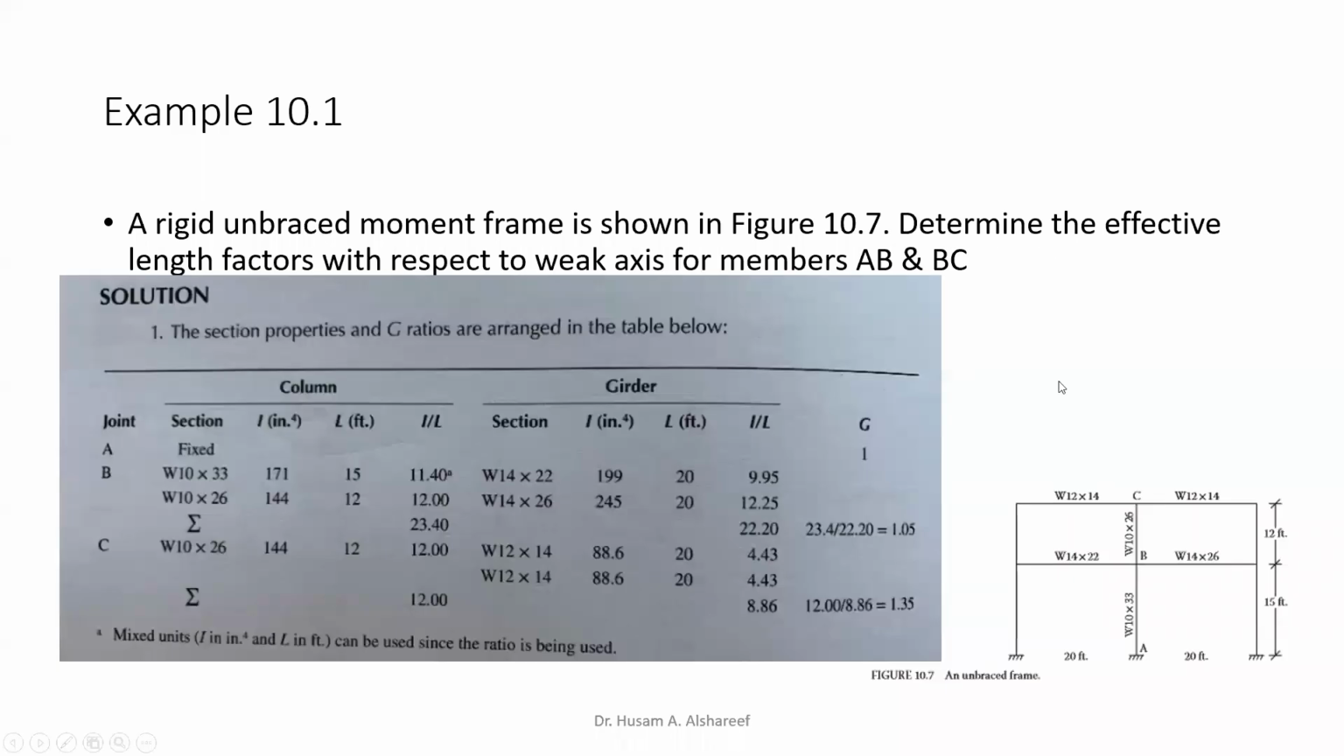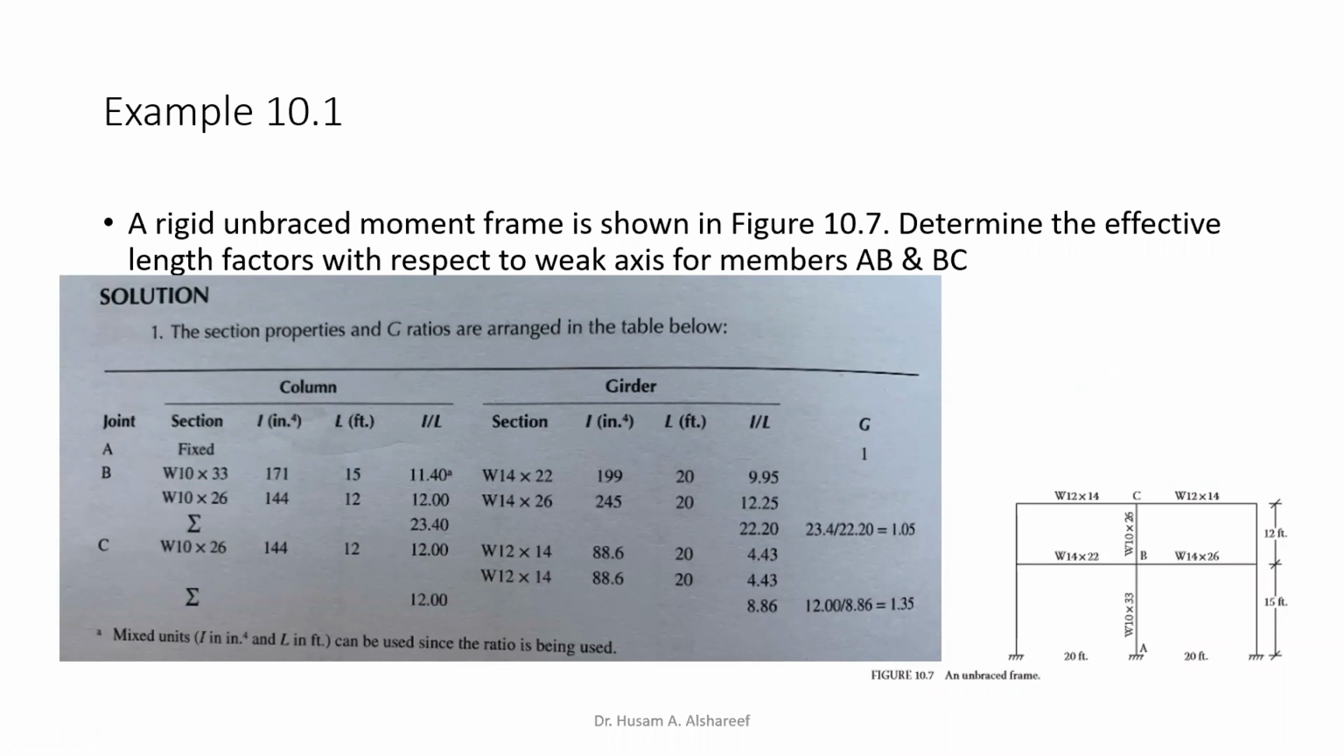Hello, everyone. This is part three. I'm still talking about the effective length factor. So let's solve a problem on it. The problem statement reads, a rigid unbraced moment frame is shown in this figure here.